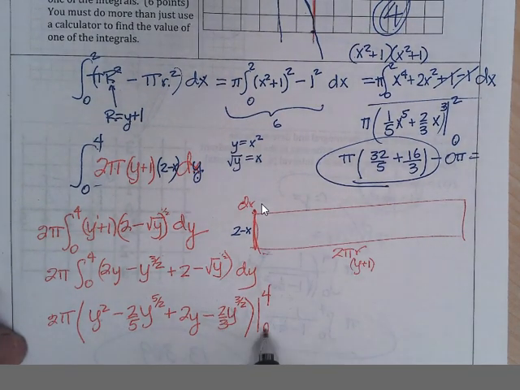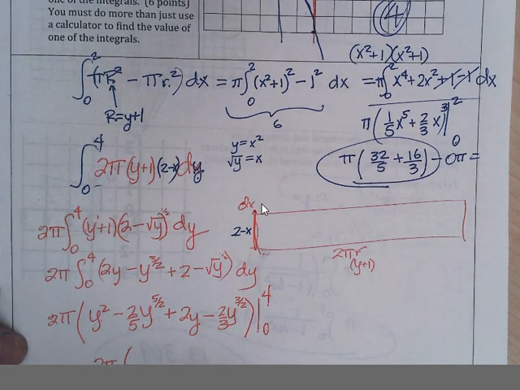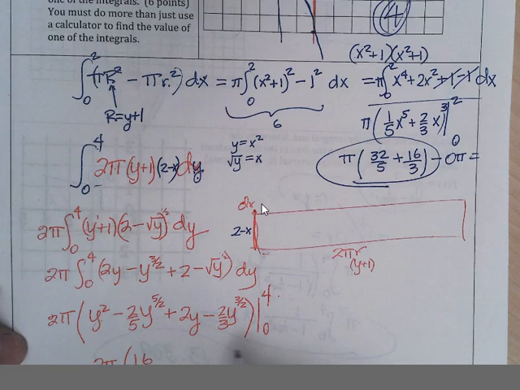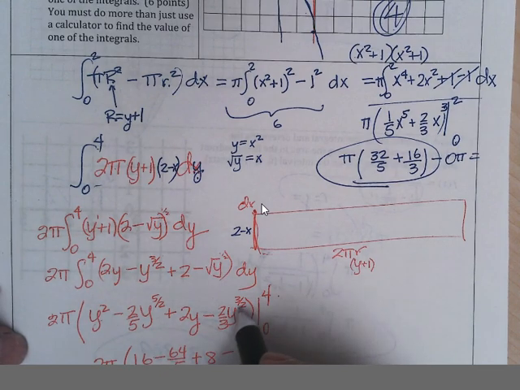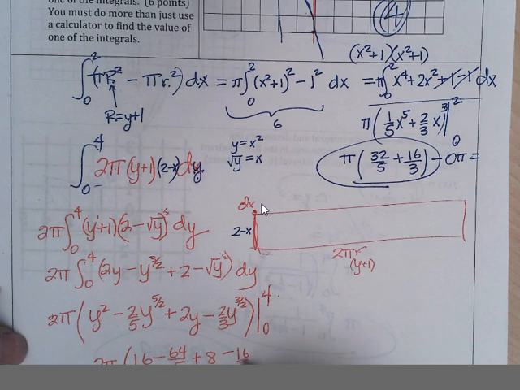Since all these have y's in them, putting in 0 doesn't cause anything. So I just have to put in 4's, and I get 2 pi times 16. Square root of y is 2 to the 5th is 32 times 2/5 is negative 64 fifths. 4 times 2 is 8. Square root of 4 is 2. Cubed is 8 times 2, negative 2/3 is negative 16 thirds.